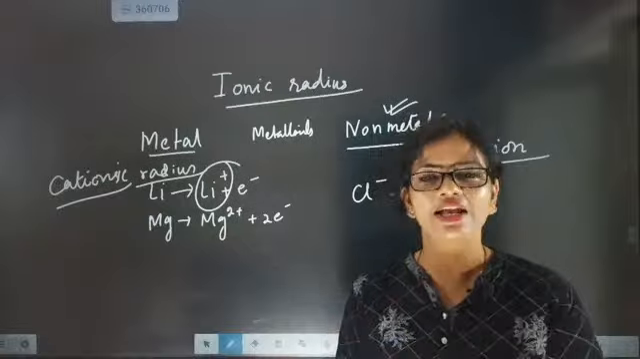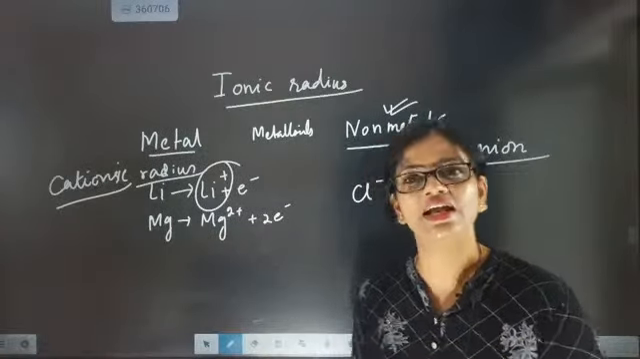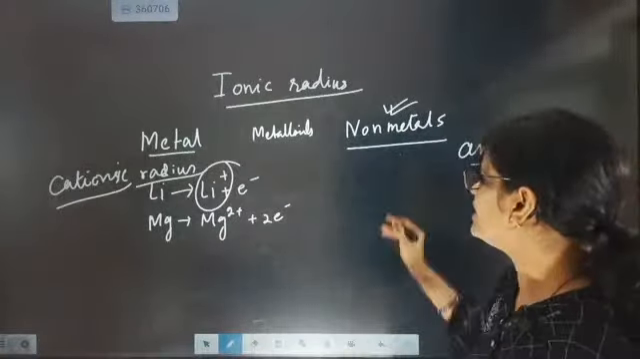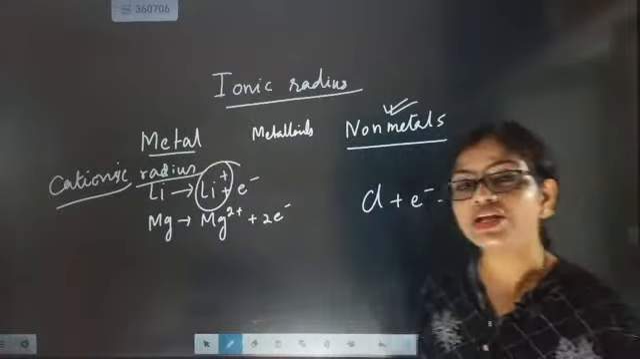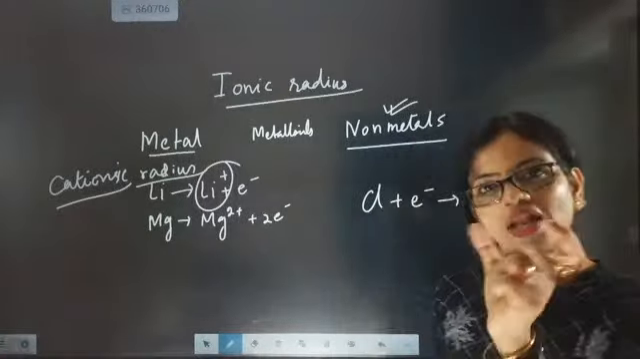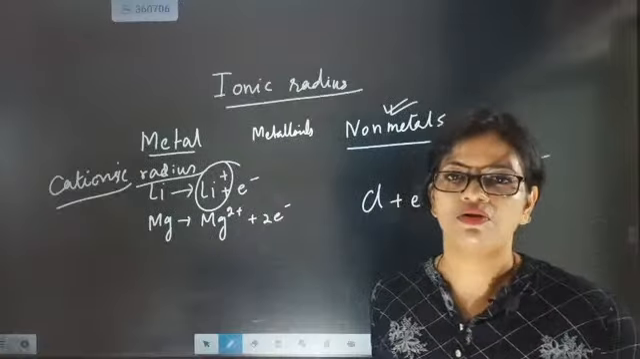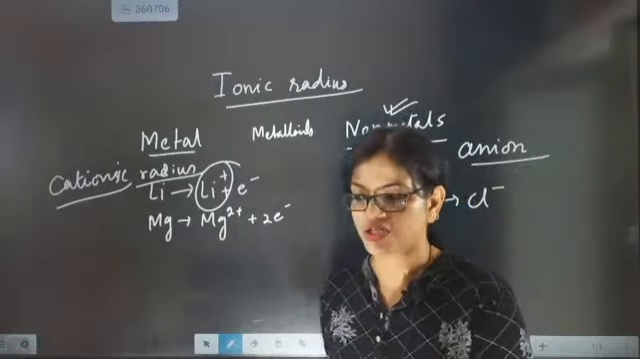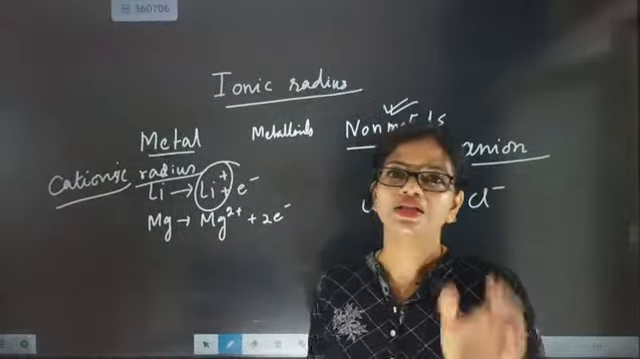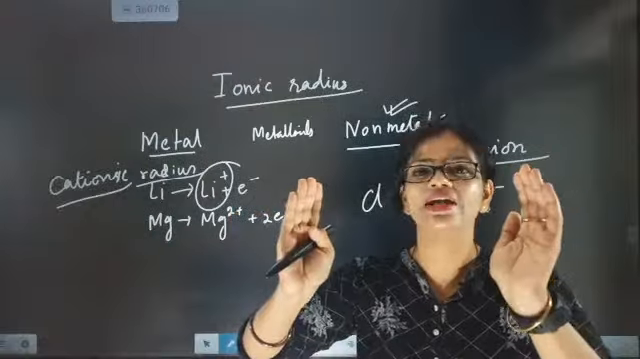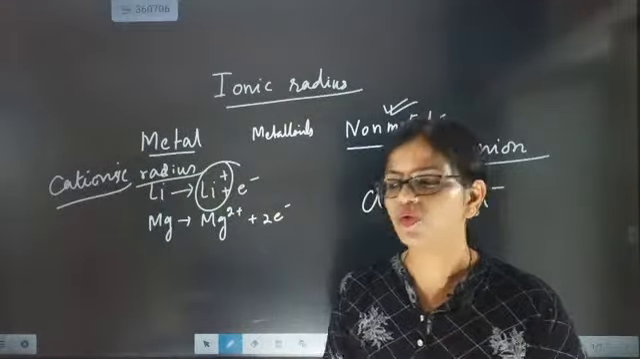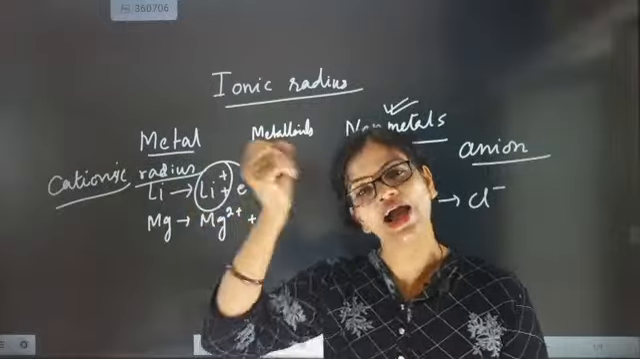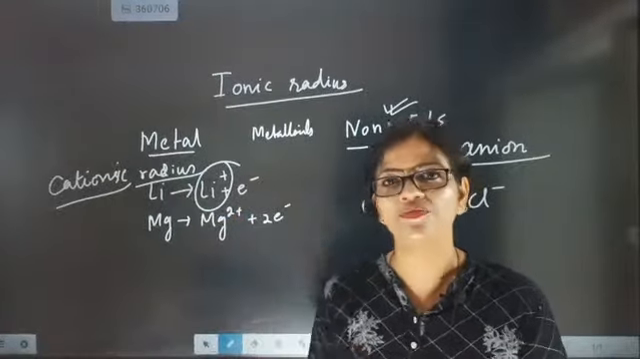Since chlorine needs an electron, it will become Cl minus. So what will happen when they get an electron? The structure will change. The atomic radius, the ionic radius, how the ionic radius will respond, that we are going to see now.